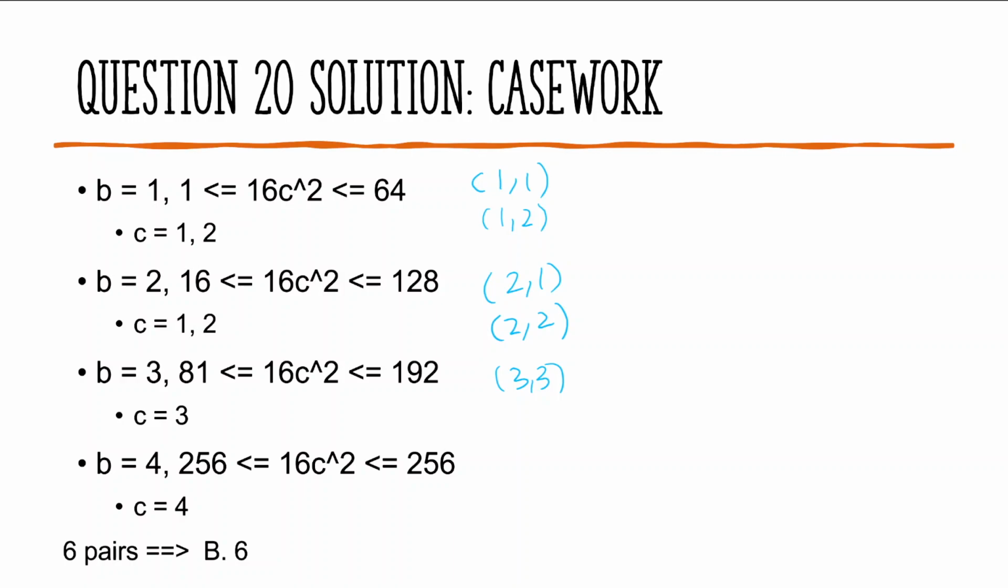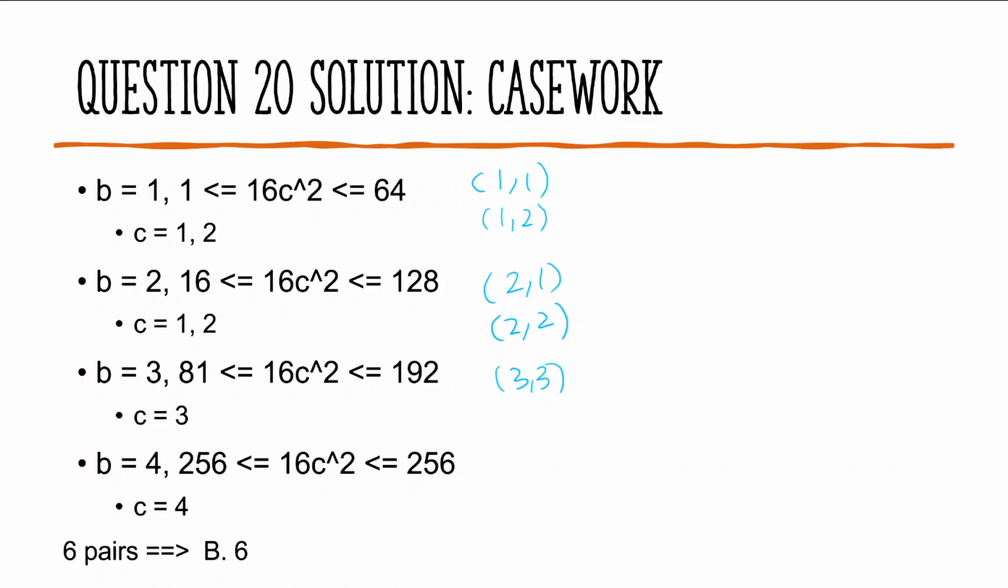Now we have to figure out how many pairs there are, and we can just count them: 1, 2, 3, 4, 5, 6. So there are 6 pairs, and the correct answer is B, which is 6.